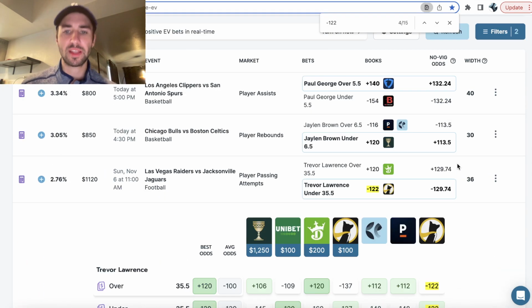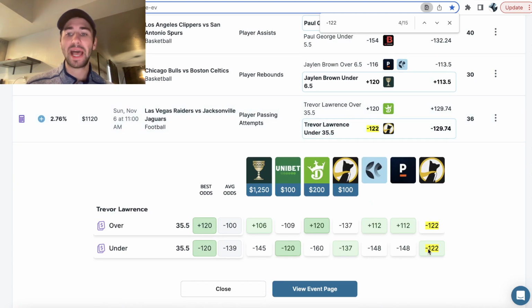The first play I went with is right here. It's an EV play: Trevor Lawrence, under 35.5 passing attempts. I really like this bet. A lot of value in it. You can see all of the sportsbooks, except for Unibet, are pricing this from minus 145 to minus 160. Unibet's at minus 120, so they have the under favored, but they're not as bullish as DraftKings. Pinnacle, which is the sharpest bookmaker, has the under at minus 148. Caesars minus 145. So is there any value at minus 120, minus 122?